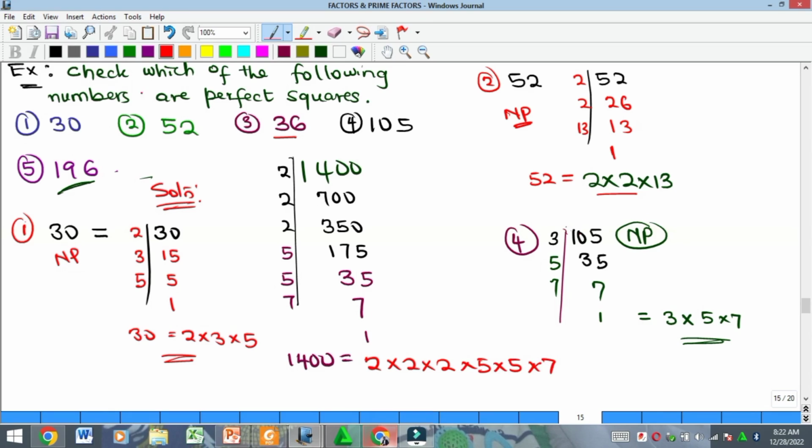Okay, so at this point, now, is this a perfect square? Let's pair the digits. 2 is pairing with this. This one has no pair. 5 is pairing with this. 7 has no pair. Remember, the pairs must be together with the same digits, not just any digit. So 2 has no other 2 that it is pairing with. 7 has no other 7 that it is pairing with. So 1,400 is not a perfect square. So that's what this does for you. Without calculators, you can quickly know whether a number is a perfect square or not.